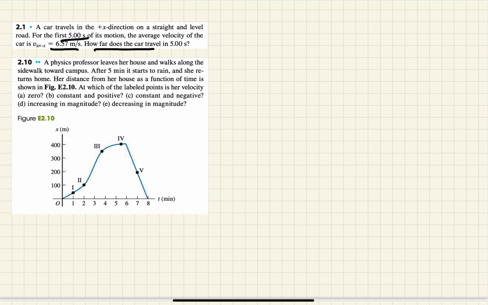And so what equation do we know that relates average velocity, displacement, and time interval? Well, that is the definition of average velocity: displacement over time interval. Now, how do we rearrange this so we can solve for displacement? Well, that's just a little bit of algebra. We get displacement is equal to average velocity times time. And now we plug in what we know. Average velocity is 6.57 meters per second. Do not forget units. I'm just not writing them on the screen to save time. And time interval is 5.00, so we multiply them together.